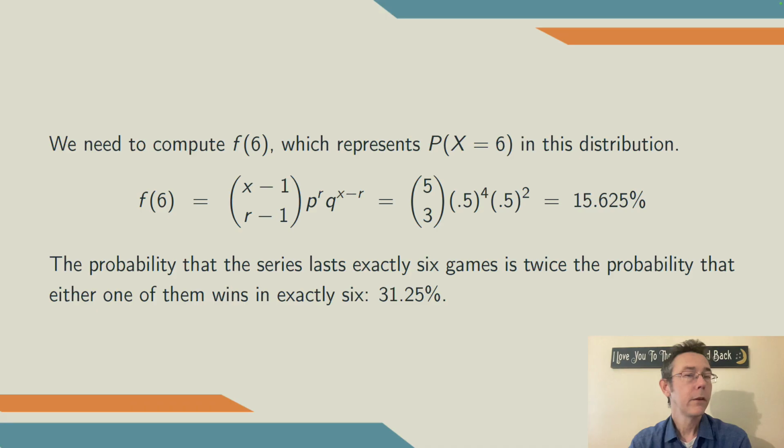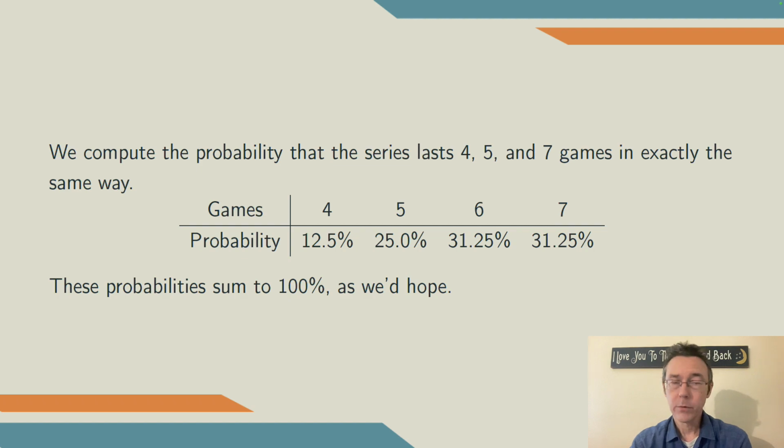Plugging in, doing a little bit of arithmetic, we get 15.625%. That's the probability that one of the teams, like Team A, wins in exactly 6 games. If we double that, we get the probability that the series lasts exactly 6 games. It is exactly 31.25%.